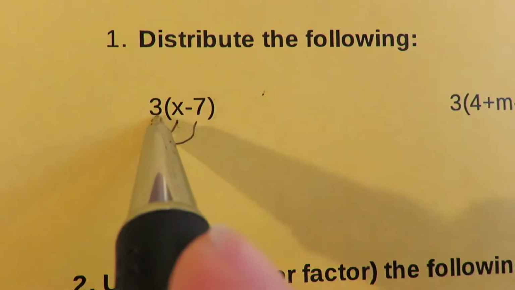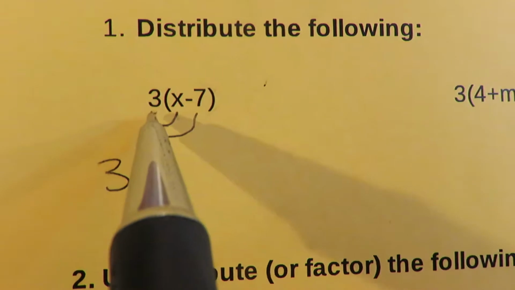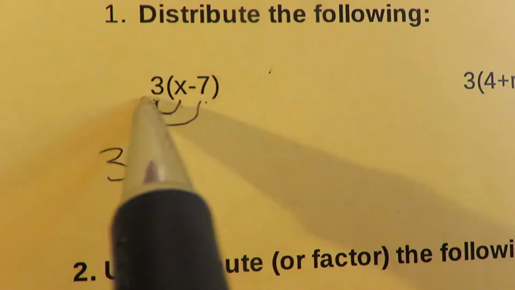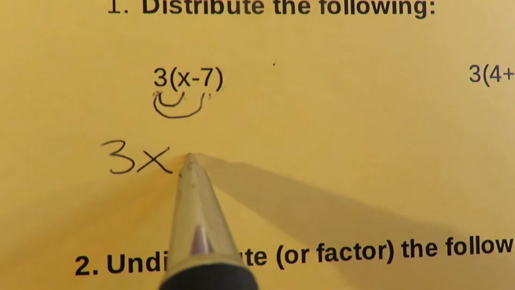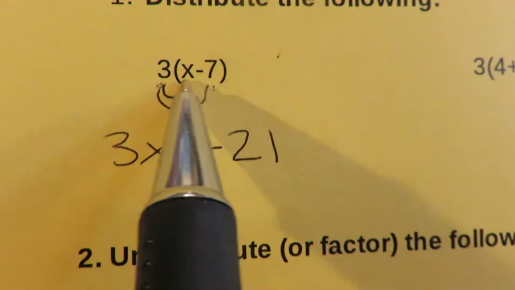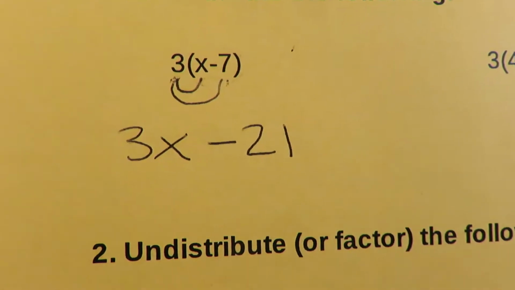So the first thing I do is go 3 times x, which I can write as 3x. Now I'm going to write a second term, which is 3 times -7. 3 times -7 is -21, so I'm going to write minus 21. If I start with 2 terms here, I should end with 2 terms here.